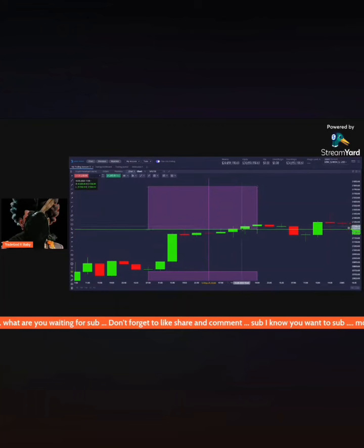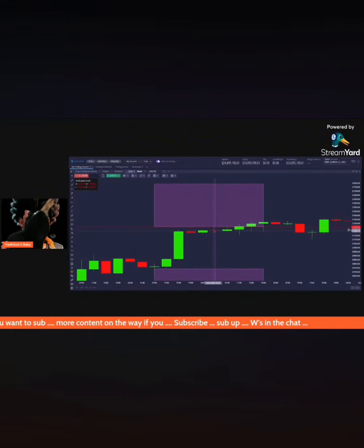So I would wait for price to break the high or the low. At the beginning of this day, I'd be like, okay, it hasn't broken high or low yet. So I'll just wait for it to break either the high or the low of the previous day. And that's what it did. It broke the high of the previous day.